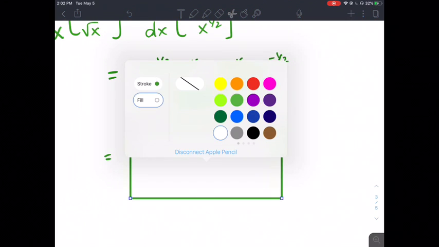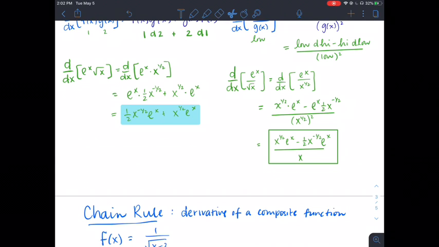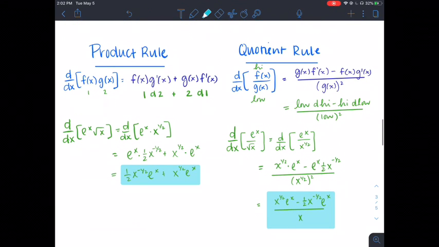Don't need to plate that out. There we go. There's my quotient rule. Oh, see, now this is going to bother me. That's better. I feel better. Don't you feel better? I feel better.